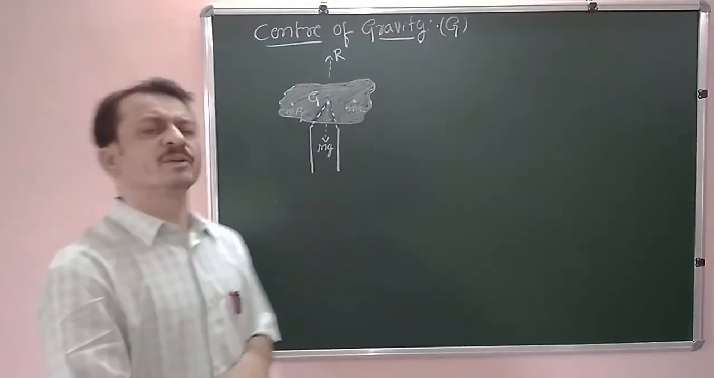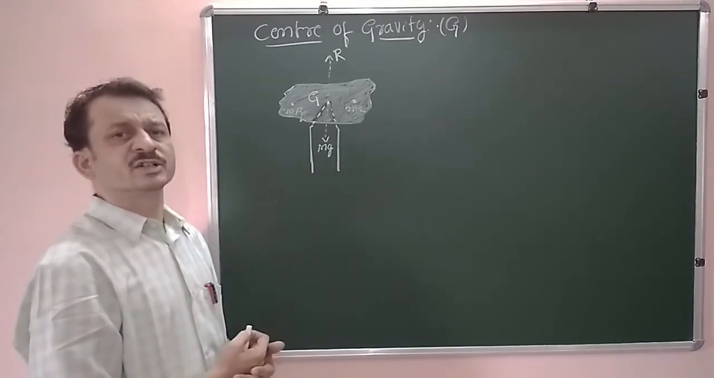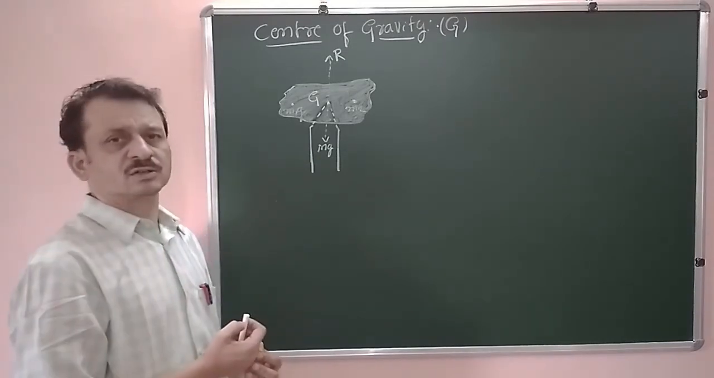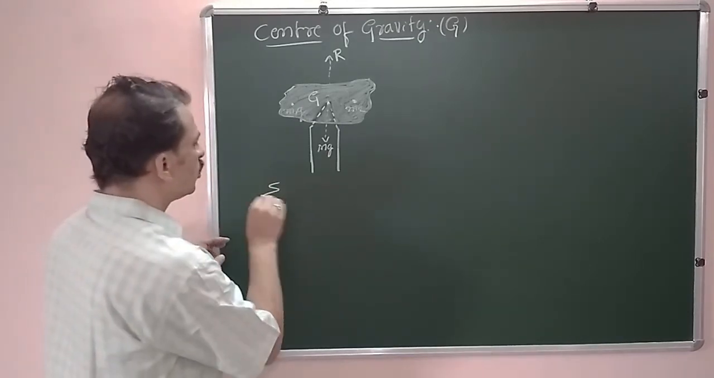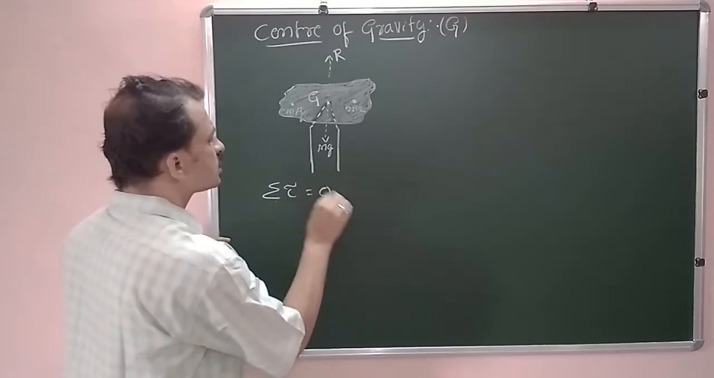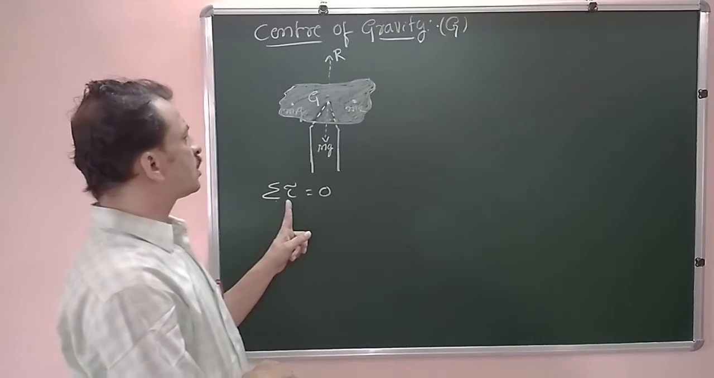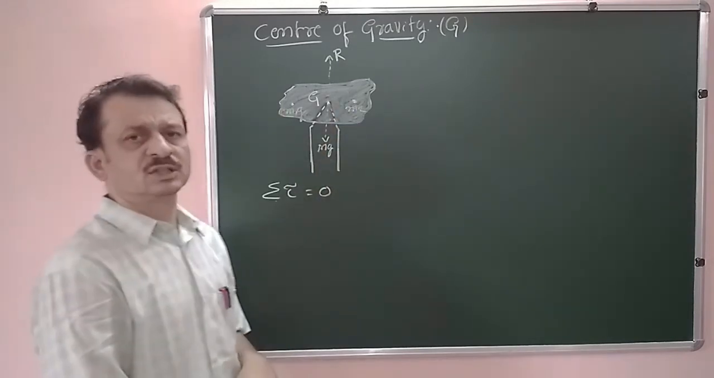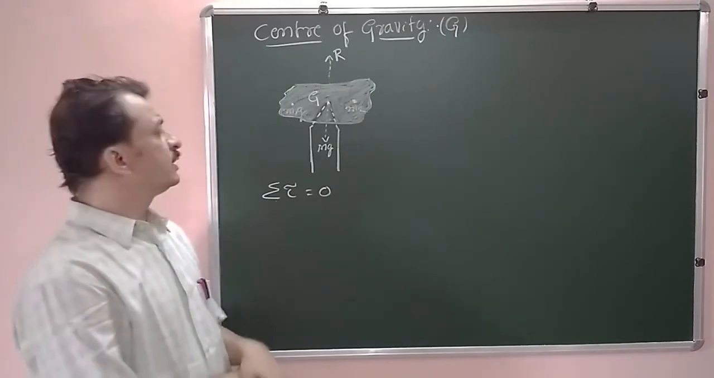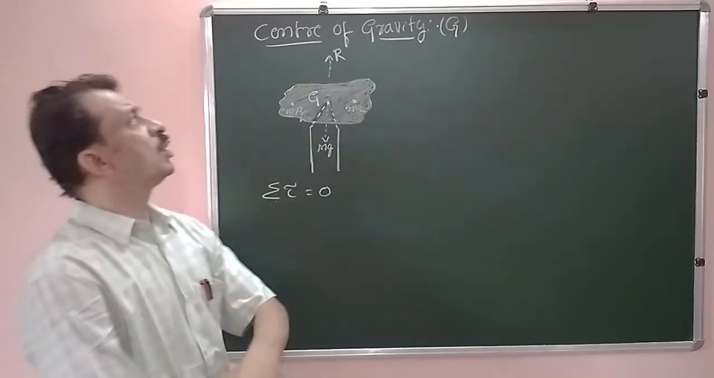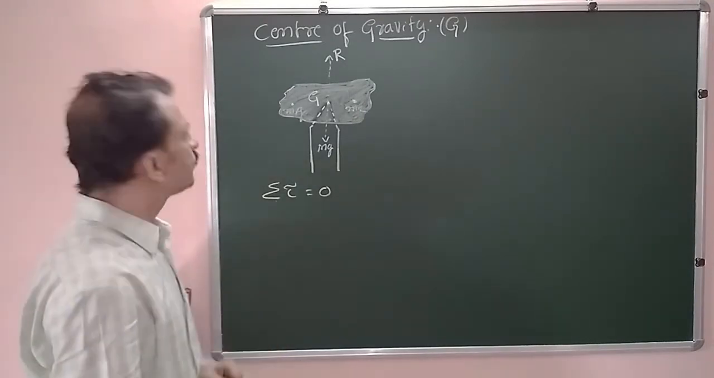Then what does center of gravity mean? It is a point at which the vector sum of the gravitational torque is 0, that is, sigma tau is equal to 0. If the vector sum of the gravitational torque acting at different parts of that object is 0, then that particular point is called the center of gravity.